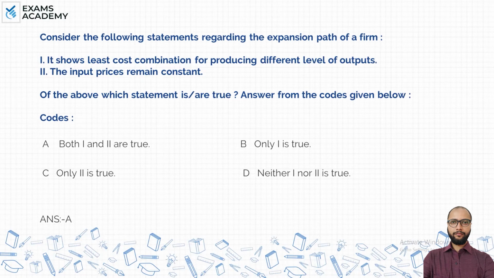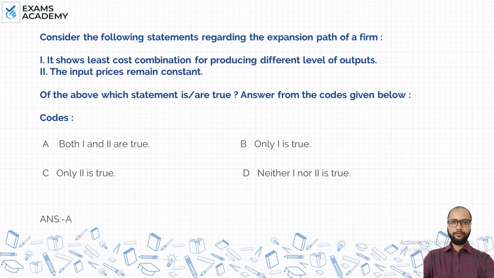The question is, consider the following statements regarding the expansion path of a firm. So first statement is, it shows least cost combination for producing different levels of outputs. While the second statement is, the input prices remain constant. Now the question is, of the above statements, which one is true or both are true? Answer from the codes given below.